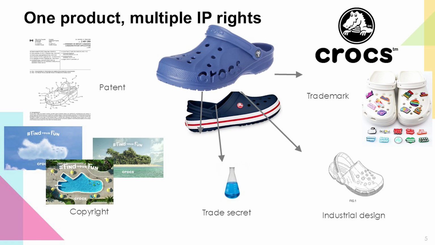As well, there is an industrial design on the shoe's shape, holes, and the band placement. As well, there are some copyrights on the name, the components of the shoe, but also on the Find Your Fun campaign ads. Then, of course, there's also a trade secret for the formulation of Croslite, which is used to produce Crocs footwear. You know, that unstinky rubber? This formulation is considered a trade secret.